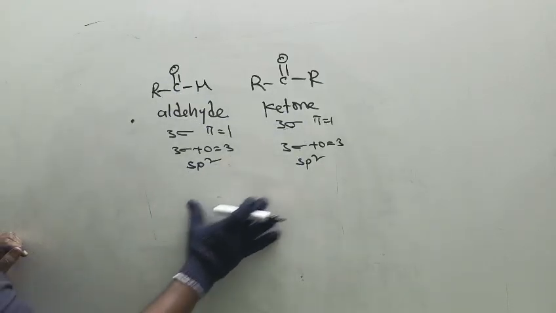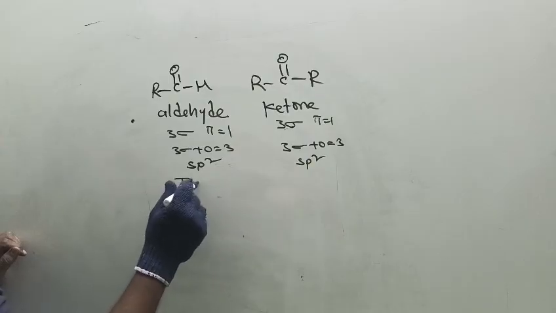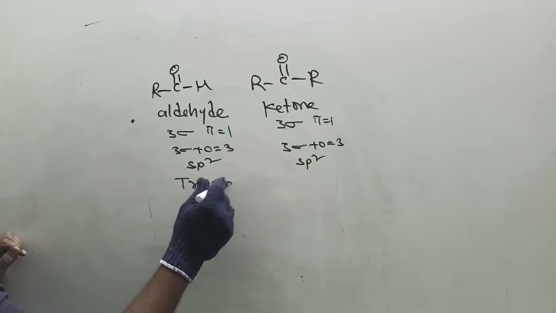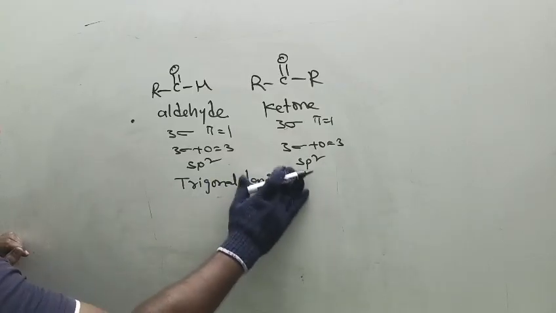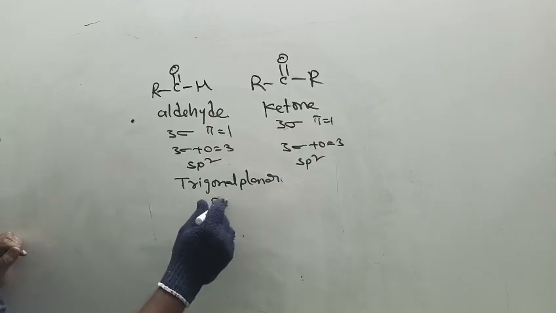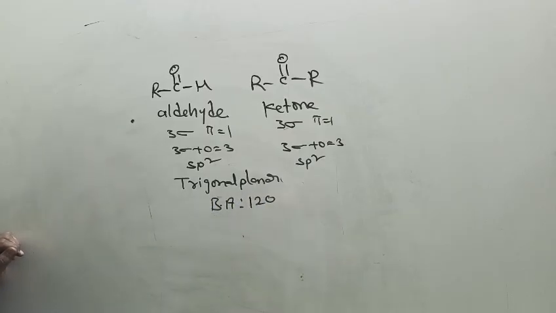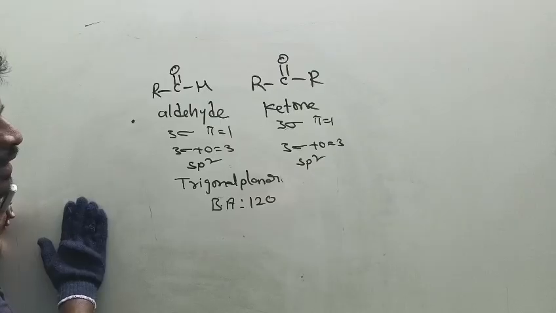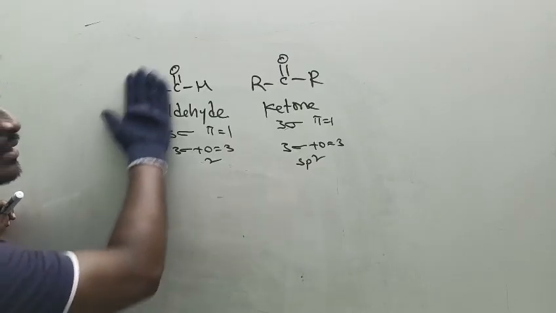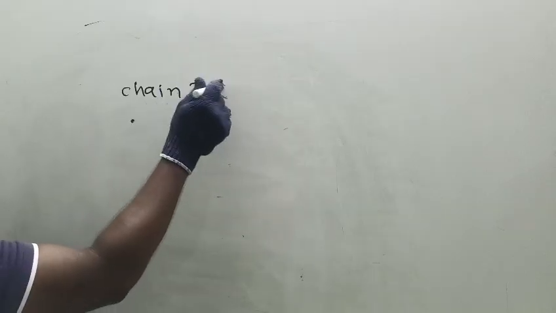Both the functional groups are in sp2 hybridization, and it is trigonal planar geometry. Both the functional groups have trigonal planar geometry, and the bond angle is 120 degrees. It is the basic information about the aldehydes and ketones. And next, aldehydes and ketones exhibit some isomers. In isomers, both aldehydes and ketones exhibit chain isomers.